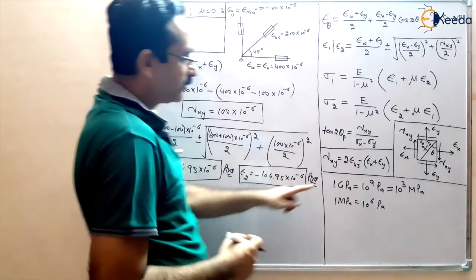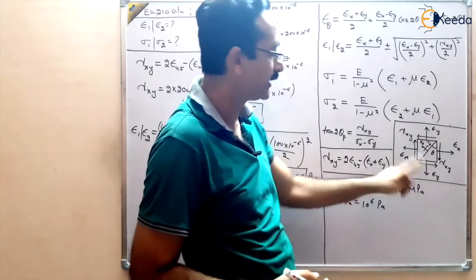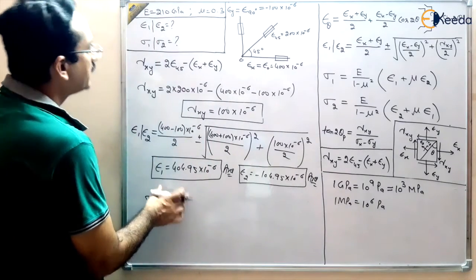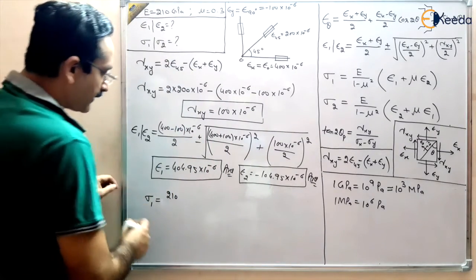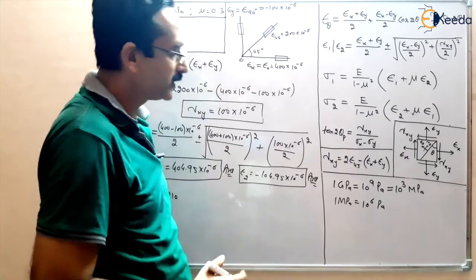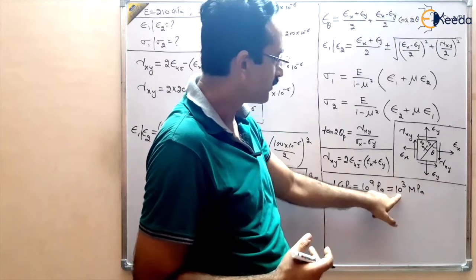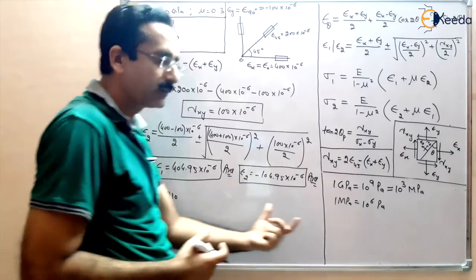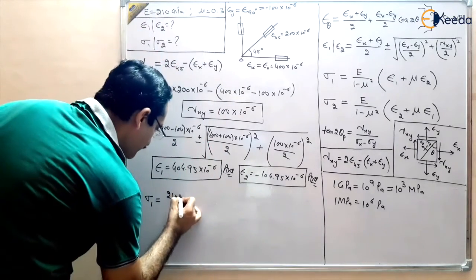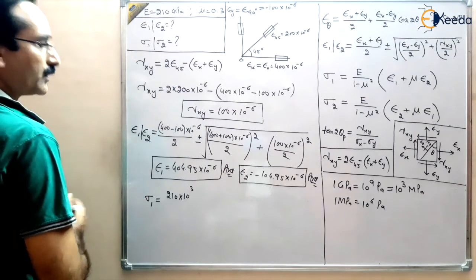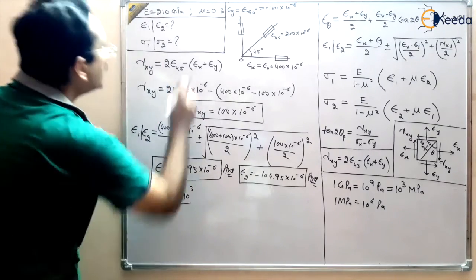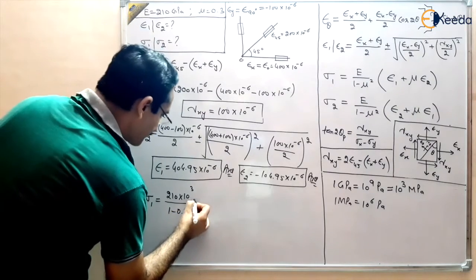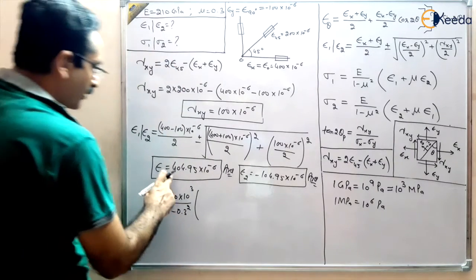So if you are using 1 gigapascal equal to 10 to the power 3 megapascal, then your answer will be in megapascal, right? So if I am using here 10 to the power 3, then the answer would be in megapascal for this stress. Because most of the stresses are in megapascal, it is better to multiply this 210 with 1000 so that the stress will come in megapascal automatically. So this will be 10 to the power 3 divided by 1 minus mu, 0.3 square, bracket epsilon 1.